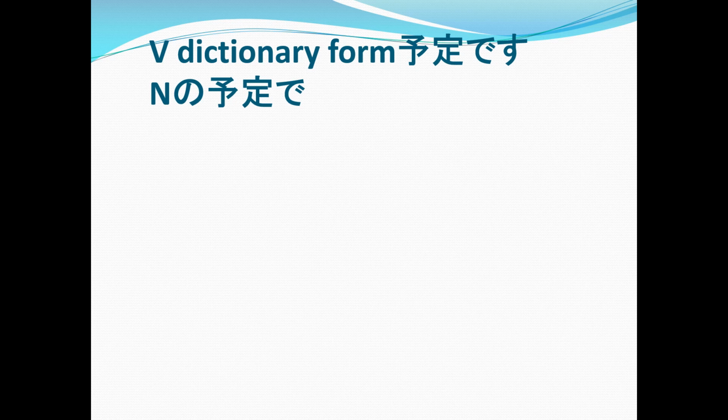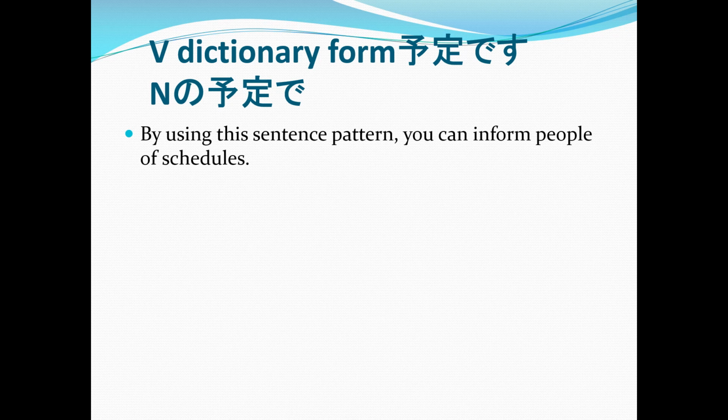Now let's move on to a simpler, very easy sentence pattern. Verb dictionary form yotei desu, or if you're using a noun, it's just noun no yotei de. What does this mean? By using this sentence pattern, you can inform people of schedules. Of course, yotei means a plan or schedule. Example.